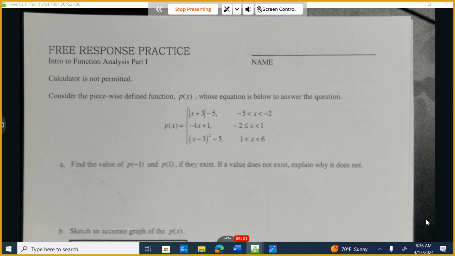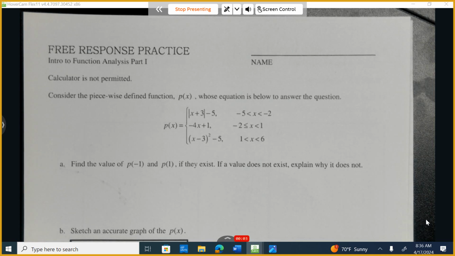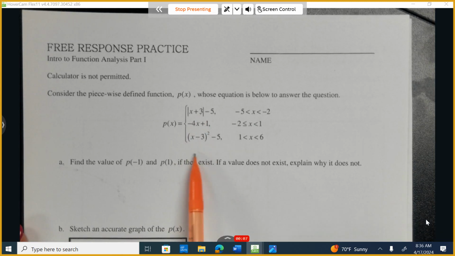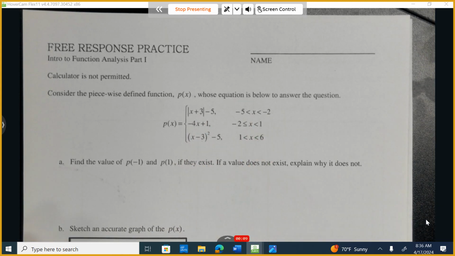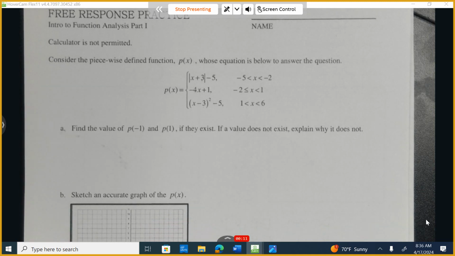Without using a calculator, we're going to consider the following piecewise functions. So we have three different equations, an absolute value, a linear, and a quadratic, and we have the following constraints. Let's find the following values. If they don't exist, we have to explain why.